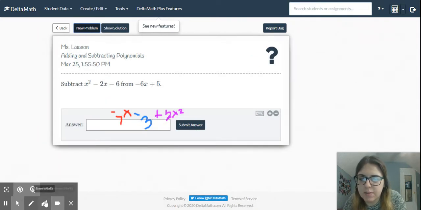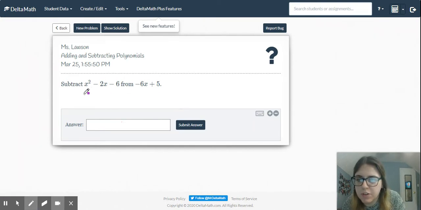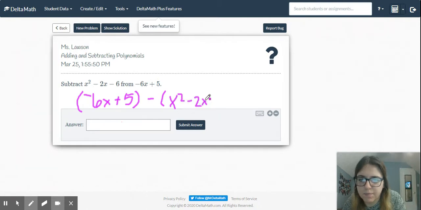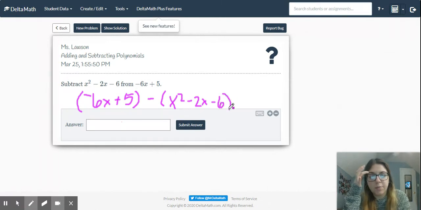okay, so this is going to be something else you might see, and it wants me to subtract this polynomial from this polynomial. So I'm going to start with negative 6x plus 5. Okay, put that all in parentheses. And then minus x squared minus 2x minus 6. Right? So that's how I would set that up.